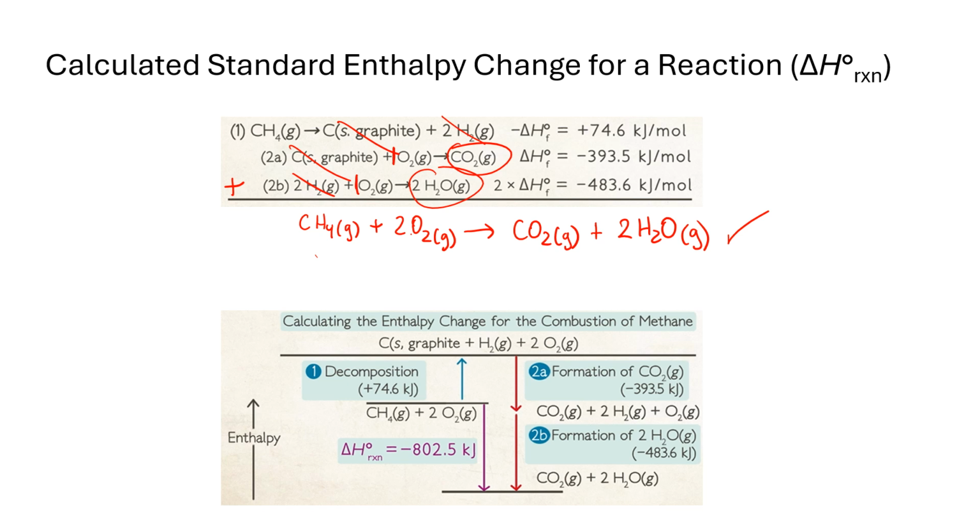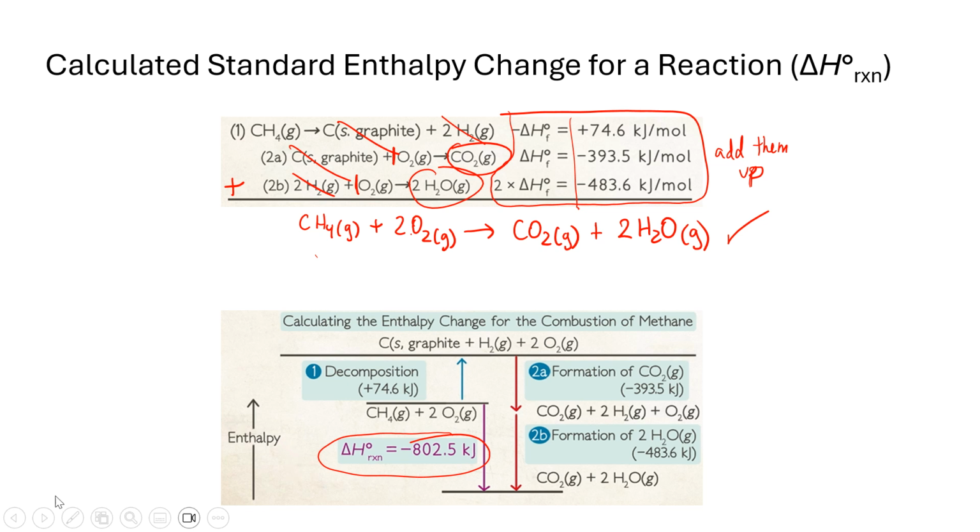And if that matches, now we can take all of these delta H's and just add them up. Add them up, just like we did for Hess's law in the last video. Now, what do we get? We get negative 802.5 when you add these up.